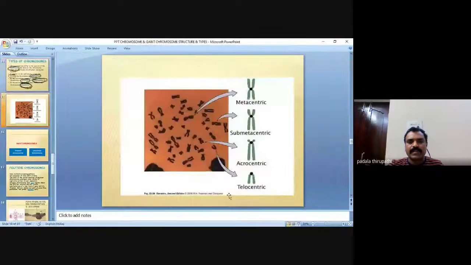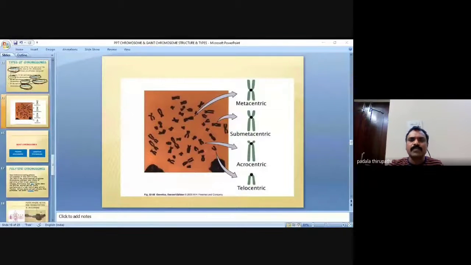Okay. I hope you can clearly see the structures or the types of the chromosomes. The first one is the metacentric chromosome. In the metacentric chromosome, the centromere is in the middle part of the chromosome, so the length from the centromere to the end of each arm is equal. This type of chromosome we call a metacentric chromosome.